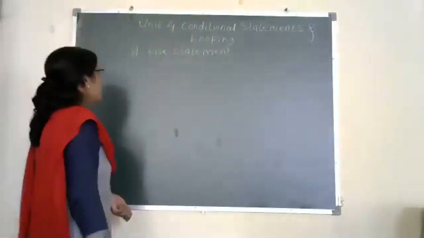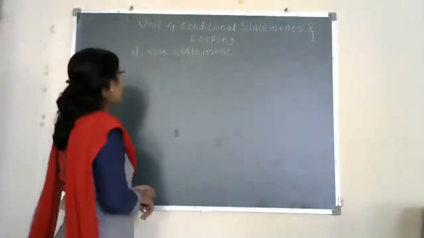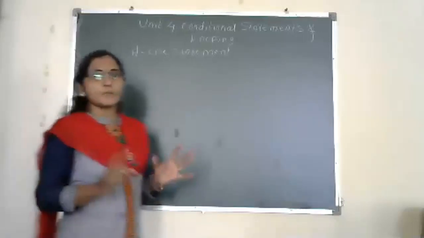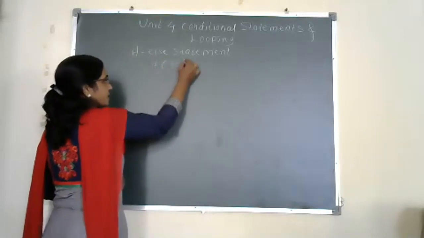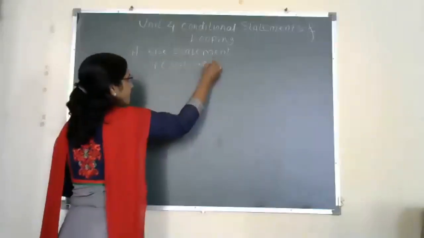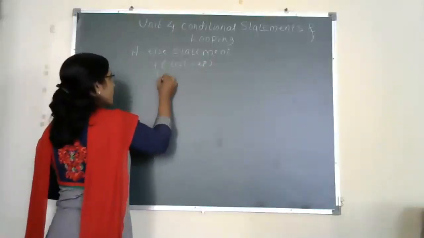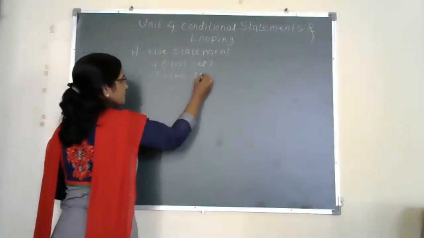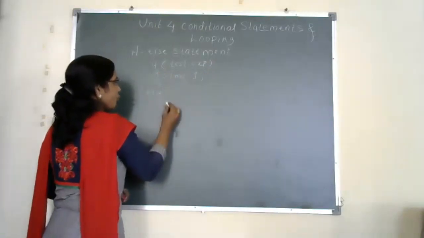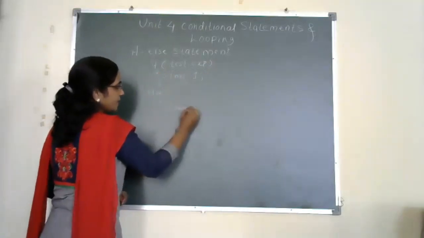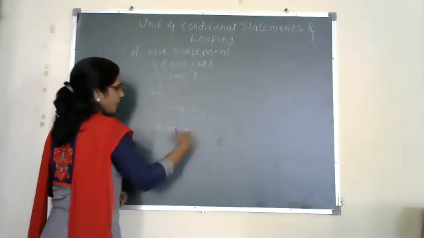Yes. So if you have only one condition and two alternatives, then you use the if-else statement. What is the general syntax of the if-else statement? If, in brackets, a test expression, or you can say a condition. This is the statement one block, or you can say this is a true block. Else, it is a false block, where I write the statement 2 block, and then the general statement X.